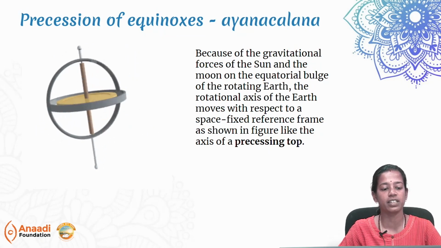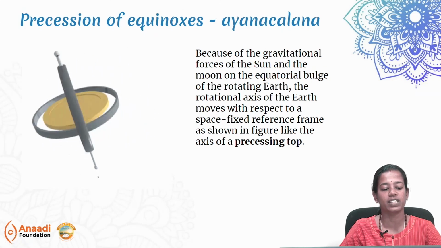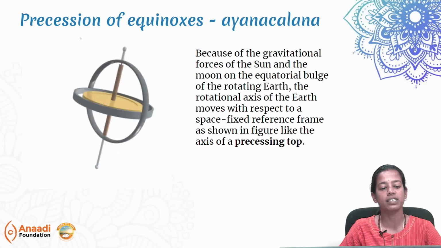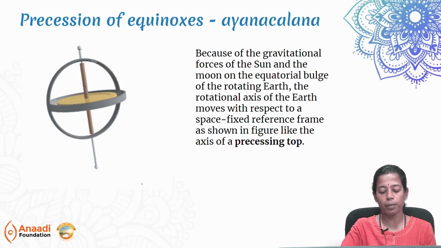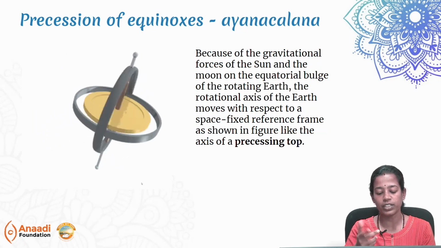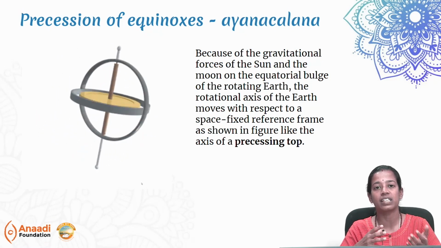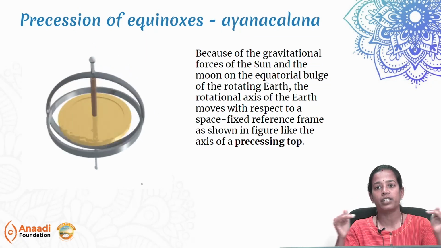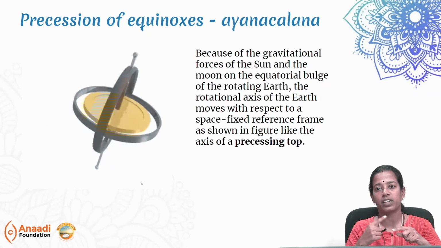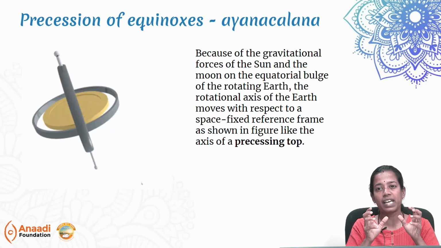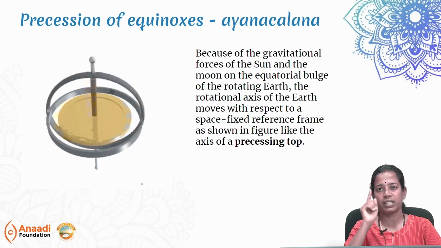You see the animation here, the axis itself is going through a conical revolution because this one is fixated here. The top axis part is revolving. That's why it looks like a conical revolution. So like this top, the axis of the earth also slowly changes. It is usually ascribed to the gravitational force of the sun and the moon on the equatorial bulge of the rotating earth. So the rotational axis of the earth moves with respect to a space fixed reference frame as shown in this figure, like the axis of the precessing top.